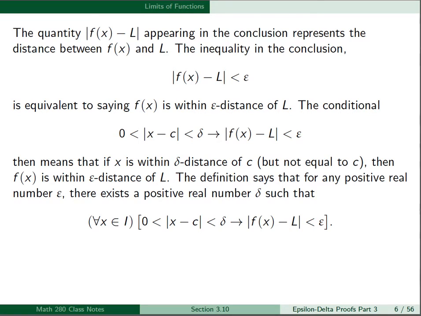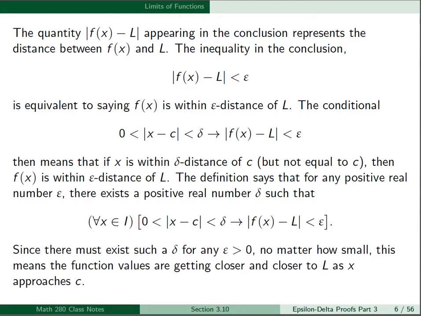The definition says that for any positive real number epsilon, there exists a positive real number delta, such that for all x in I, 0 is less than the absolute value of x minus c is less than delta implies the absolute value of f of x minus L is less than epsilon. Since there must exist such a delta for any epsilon greater than 0, no matter how small, this means that the function values are getting closer and closer to L as x approaches c.